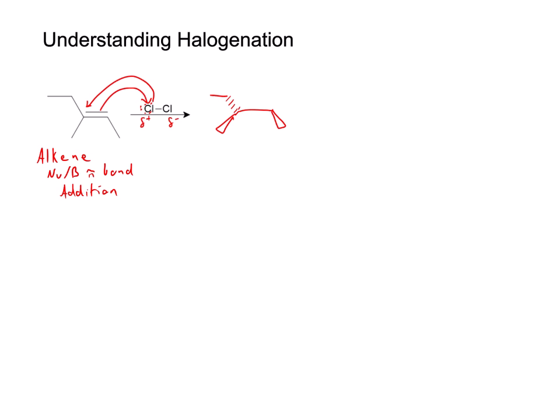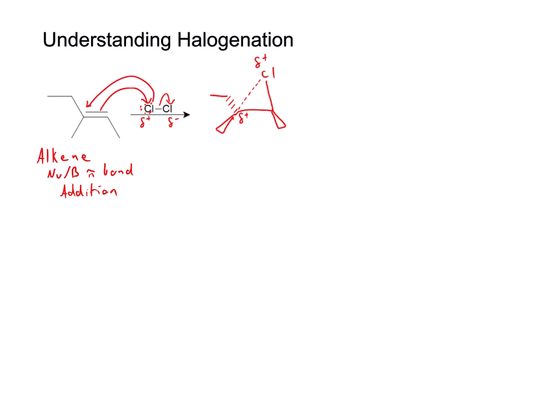where now we have this resonance hybrid that looks like a three-membered ring where we have a partial positive charge on the chlorine and a partial positive charge on the more substituted side of the original alkene. One thing that I should also show is that when that bond is being formed, we do kick off the other chlorine, creating a chloride anion.